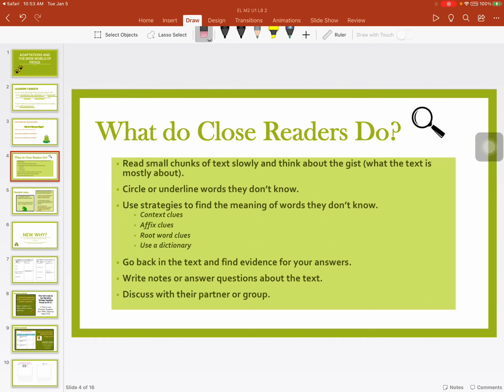What do close readers do? Read small chunks of text slowly and think about the gist, what the text is mostly about. Circle or underline words they don't know. Use strategies to find the meaning of words they don't know: context clues, affix clues, root word clues. Use a dictionary. Go back in the text and find evidence for your answers. Write notes or answer questions about the text and discuss with their partner or group.